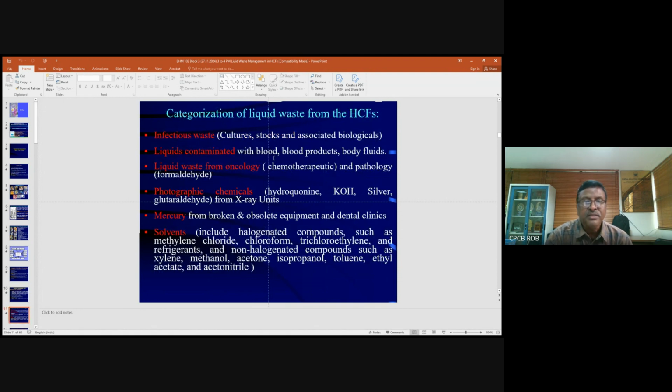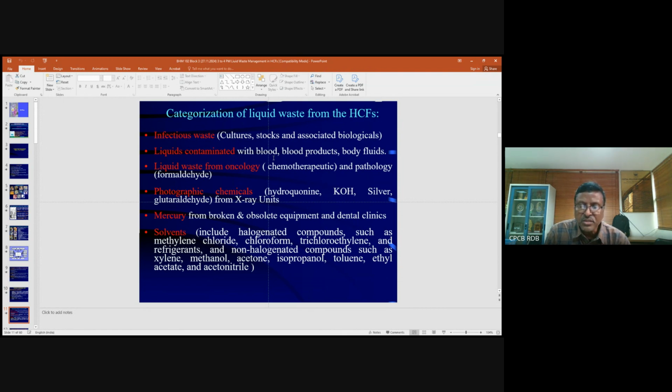Infectious waste will be there: liquid contaminated with blood products and body fluids. Liquid waste from the oncology department, that means chemotherapeutics, and from pathology, formaldehyde for example, will also be there. Photographic chemicals like hydroquinone, KOH, silver, and glutaraldehyde from X-ray units are possible. Nowadays they have gone for digital, but still a few chemicals may come, like glutaraldehyde.